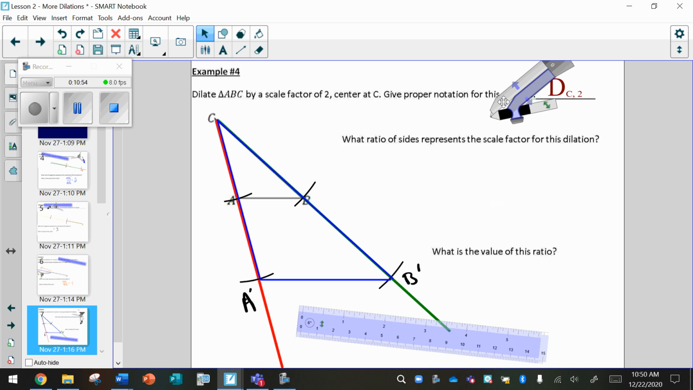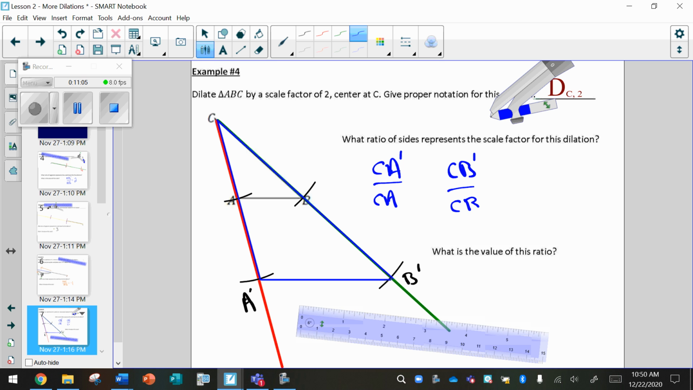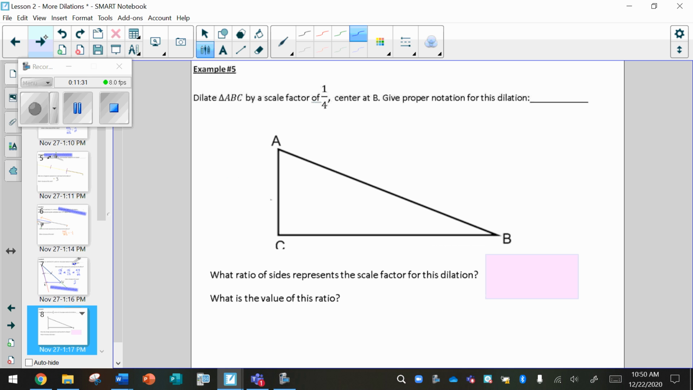So what ratio of sides could be used to represent the scale factor? Remember, we have to do image over pre-image. So CA prime over CA is one option. CB prime over CB is another option. The value of this ratio would equal 2 because our scale factor was 2. We could also do A prime B prime over AB as a third option for the ratio. But the ratio is the comparison. Pre-image is on the bottom, image is on the top. So image divided by pre-image. Image over pre-image.